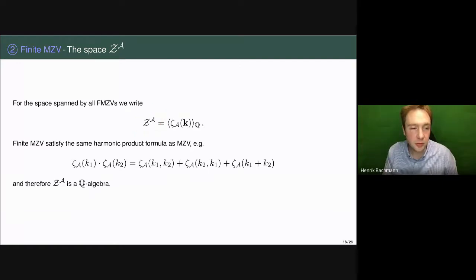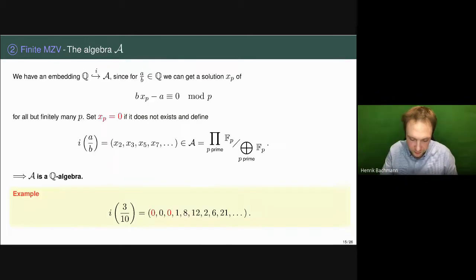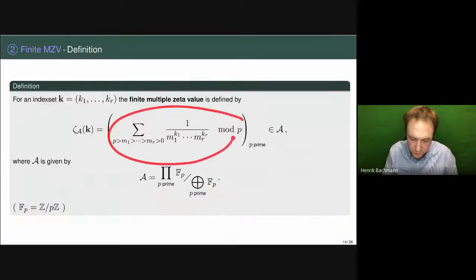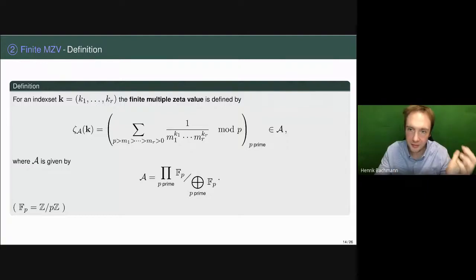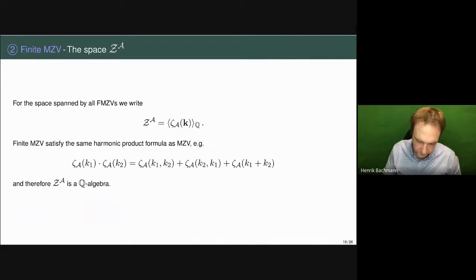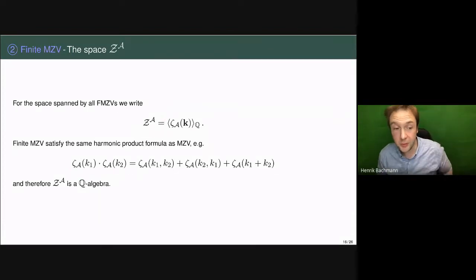Also, it's easy to see that if I take a product of two of these, where the product just means component-wise multiplication in this infinite product, then they also satisfy the harmonic product. If I multiply two of these sums component-wise, I can do the same combinatorial manipulation, splitting into this is greater than this and this is greater than this, because all of these sums are always smaller than one fixed p. So the algebra structure is similar to the classical multiple zeta values or the symmetric multiple zeta values. They all satisfy the same harmonic product formula.